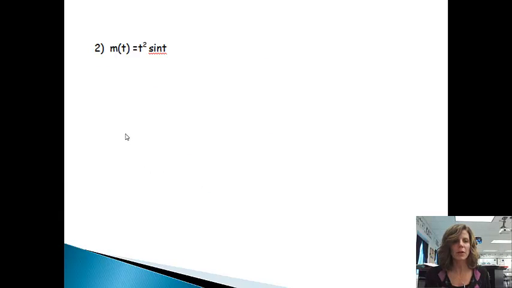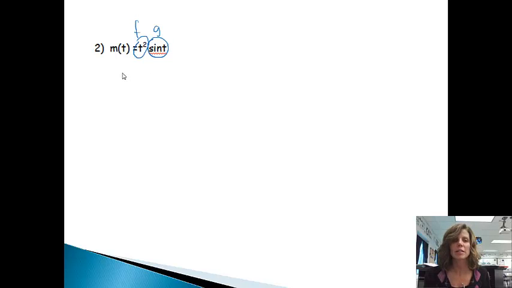Let's try another one. You might have thought that on the other one it would have been way easier just to multiply it out. It probably would have. But there are times when you can't multiply it out, such as this next example, so we have to use the product rule. I notice that this is a product of two separate functions, so we'll call the first function f and the second function g.